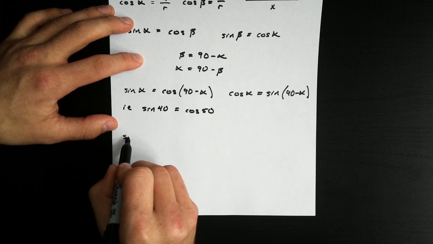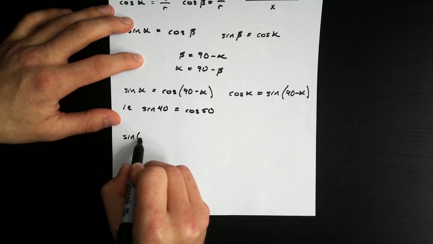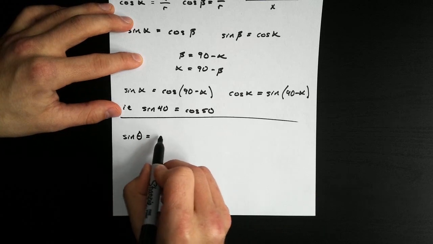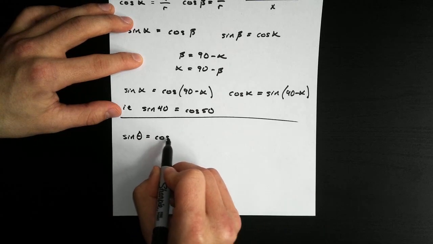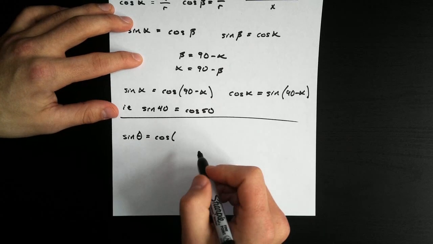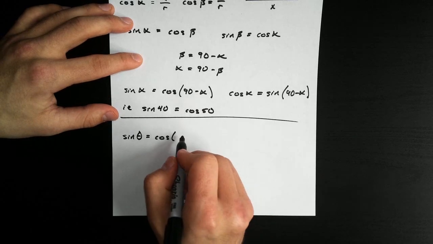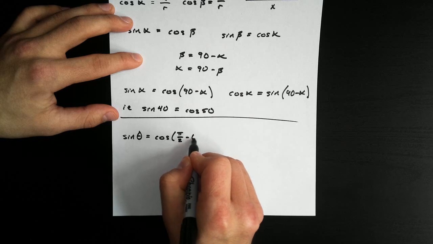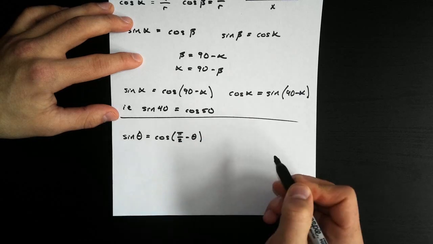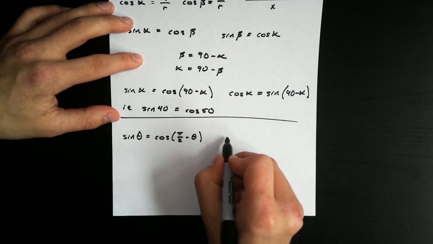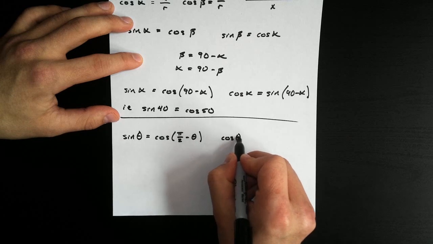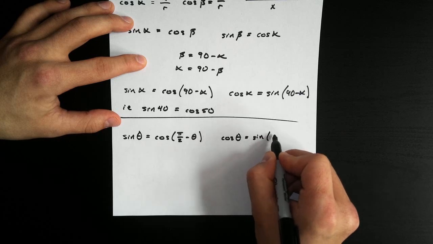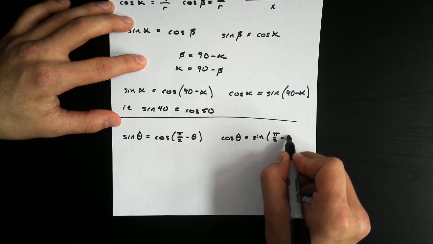So let's just write out our general ones. So the sine of theta, that is equal to the cosine of the complement. And I'm going to write this using radians. So instead of 90, let's do pi over 2 minus theta. Or vice versa, we could do the cosine of theta is equal to the sine of pi over 2 minus theta.